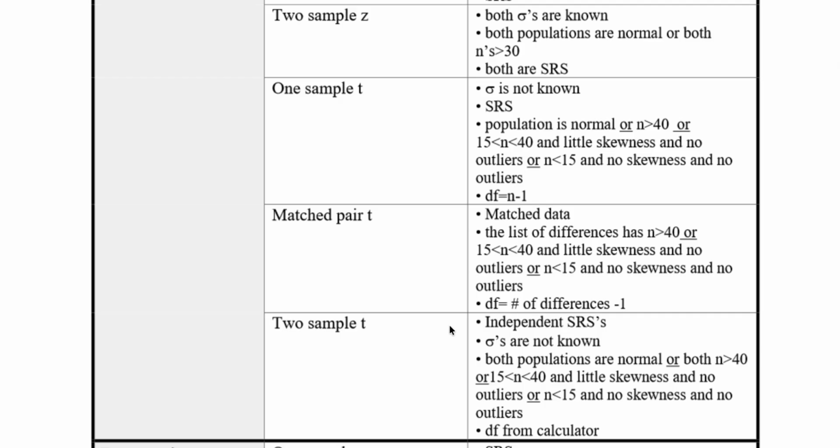Two sample t, we have to check that this is independent SRS. Data are not known. Both populations are normal, or both n greater than 40, or n between 15 and 40 and little skewness and no outliers, or n less than 15, no skewness and no outliers. Degrees of freedom from calculator.